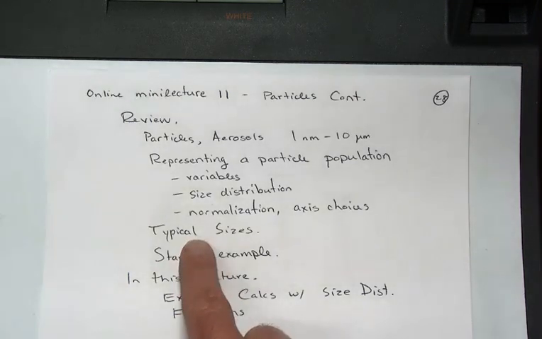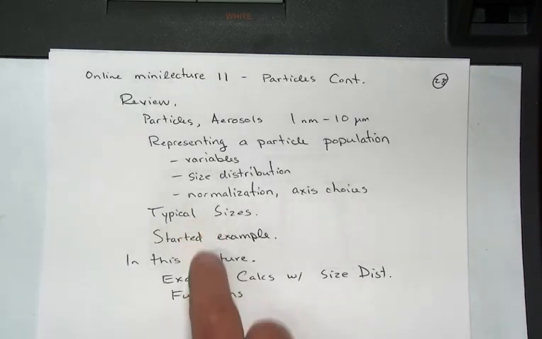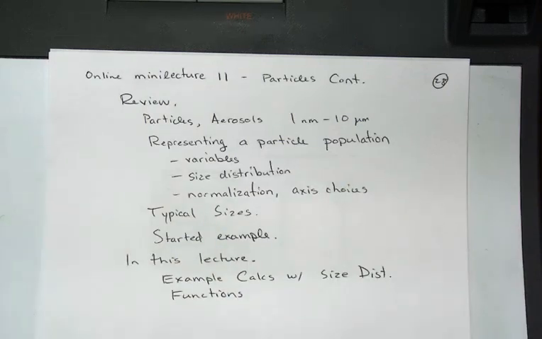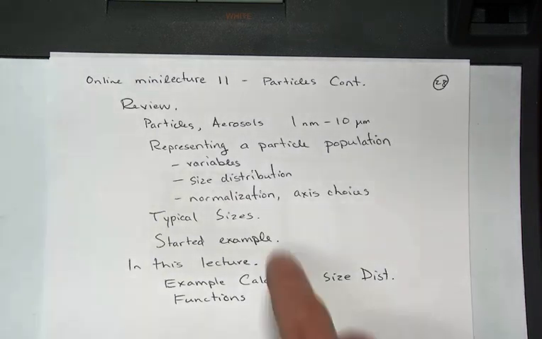We presented typical sizes of some particles: human hair, coarse particles, fine particles, and some virus particles like coronavirus that are very much on our minds right now. And we started an example with a size distribution. I just wanted to motivate why it's important to be able to understand these size distributions.